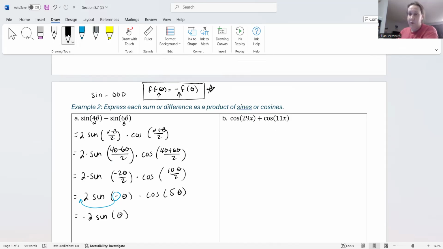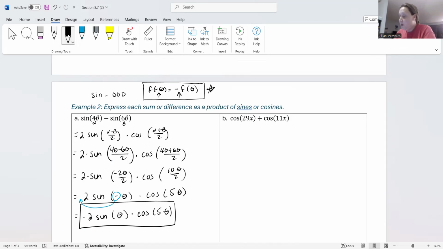Okay, so we can just flip-flop it and bring that negative to the outside. So we get negative 2 times sine of theta times cosine of 5 theta, and that's it. There is nothing else that we can do with this. So this is our final answer.